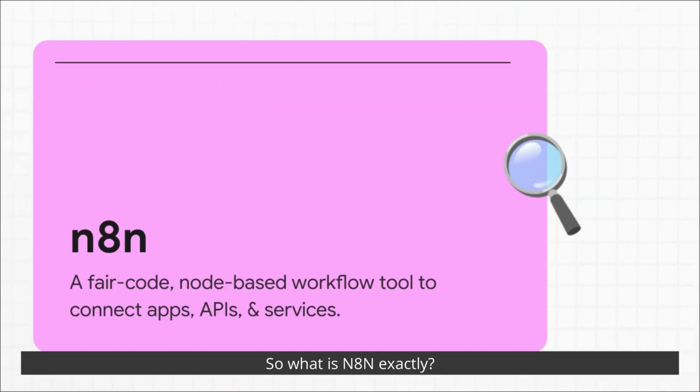So what is n8n exactly? At its heart, it's a node-based tool, and what that means is you visually build your automations by connecting these little blocks called nodes. Each one is a step, a trigger, an action, maybe something that transforms data. It's a really powerful visual way to build out these integrations instead of just writing endless lines of glue code.